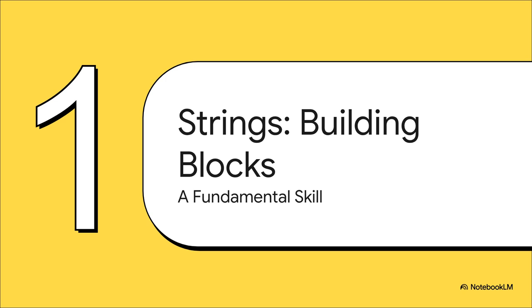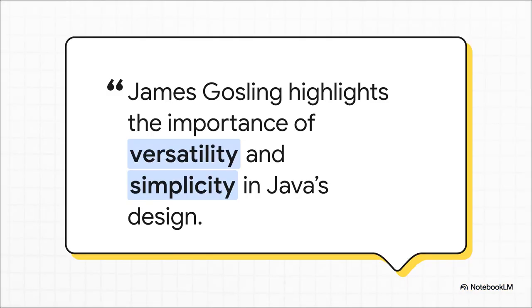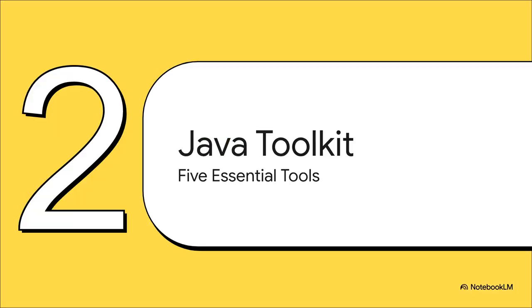Let's really set the stage for why this is such a big deal. It's funny, Java's creator, James Gosling, always talked about how important versatility and simplicity were to Java's design. And honestly, the different ways Java lets you handle strings, it's a perfect example of that philosophy. You've got a whole range of tools, each one perfect for a different kind of job. Which brings us right to the main event, your Java Concatenation Toolkit. I want you to think of these next 5 things as essential tools on your tool belt. Each one has a specific purpose, and knowing which one to grab is what separates the pros.